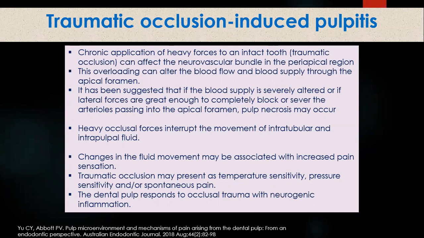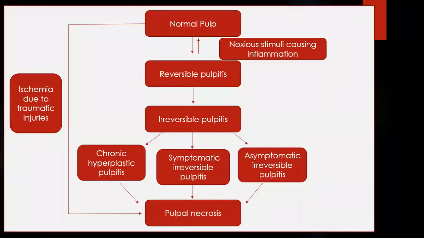These heavy occlusal forces lead to alteration in the blood flow, and they are responsible for completely blocking the arterioles that are passing through the apical foramen, and may lead to an increase in intratubular and intrapulpal fluid, interrupting the movement and leading to pulpitis and eventually pulpal necrosis. So the sequelae: we have normal noxious stimuli causing inflammation, which leads to reversible pulpitis.